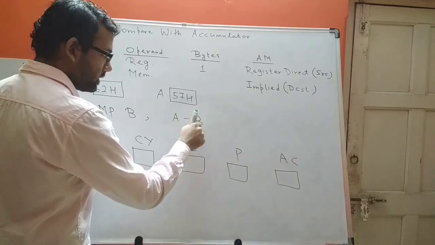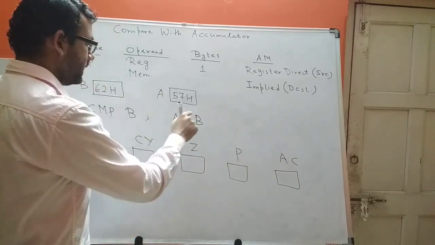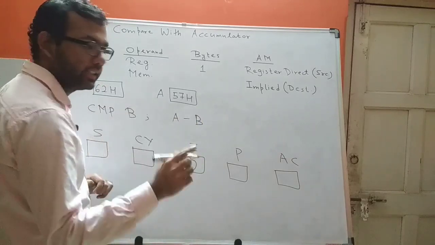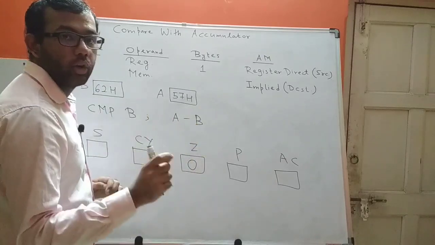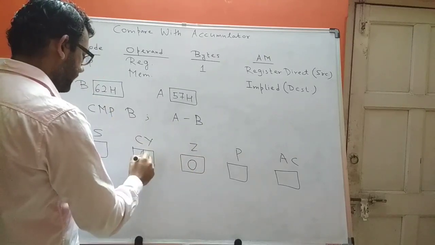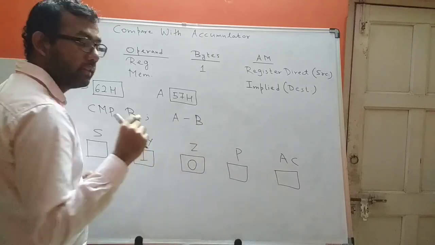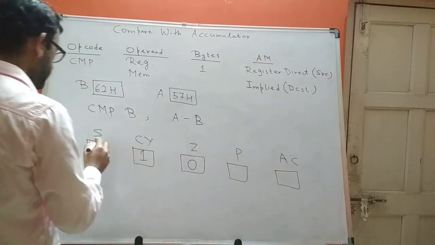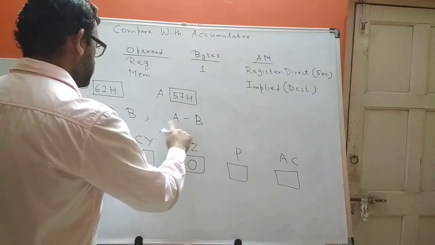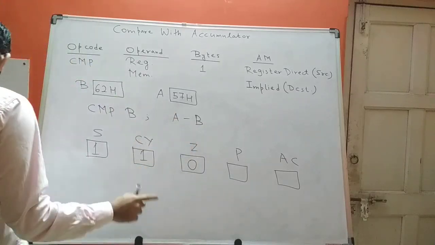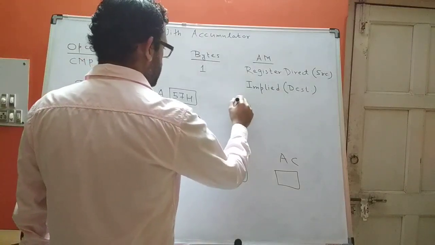Whenever I subtract a larger number from a smaller number, the result will be non-zero, and since the result is non-zero, the zero flag will be reset. When I'm subtracting a larger number from a smaller number, the carry flag is always set. So the carry flag will always be set. The result will be negative. And how do we denote negative numbers? The sign flag will be set. And what about the comparison if I perform 57 minus 62?